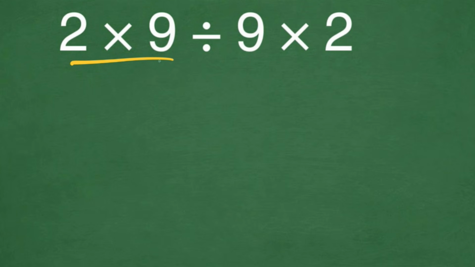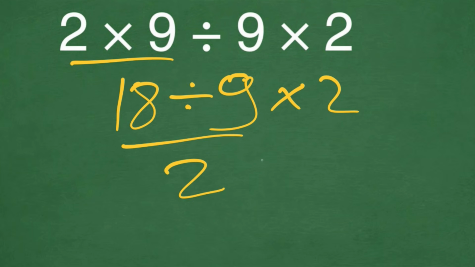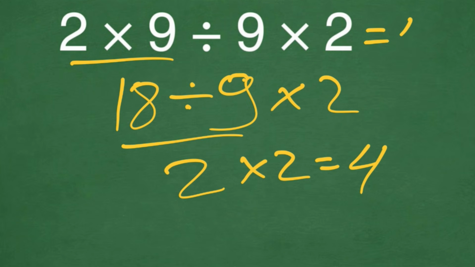So 2 times 9, sorry for the interruption. So 2 times 9 gives us 18. And 18 divided by 9 times 2 is going to be the equation. And 18 divided by 9 gives us 2. And 2 times 2 is just 4. So the final answer to this question is 4.